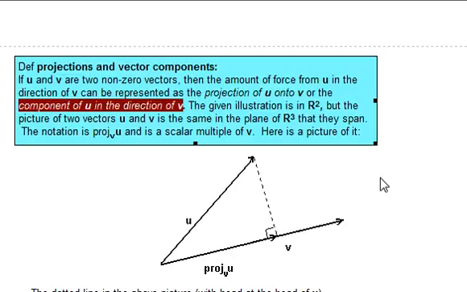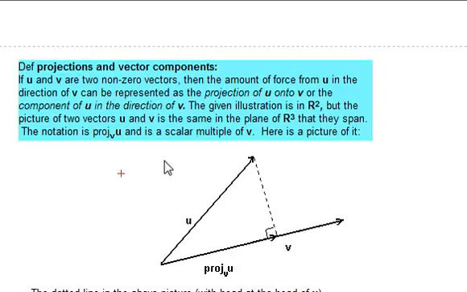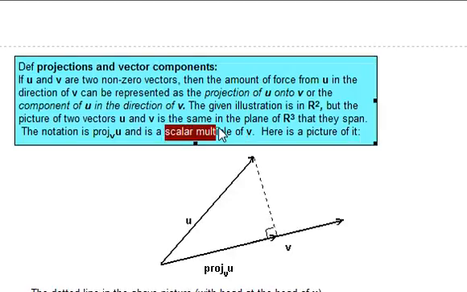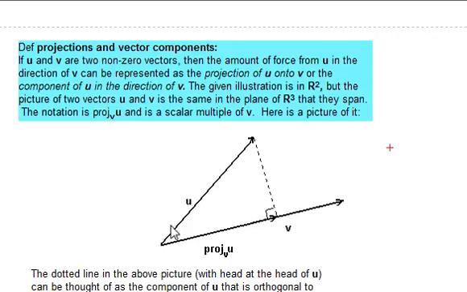The picture is the same in R cubed, inside of the plane that those two vectors are spanning, so I am only going to make a two-dimensional picture of this. But the notation is the projection of vector u onto vector v, and it's a scalar multiple of vector v. And here's a picture of it. Let's say we have some forces acting in this direction, and we'd like to know how much of that force is in this direction.